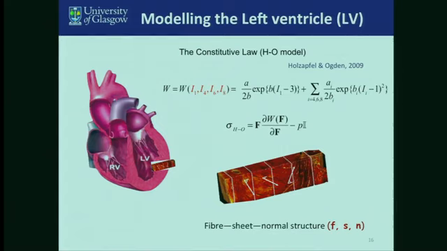In this case, we have the so-called HO model. Holzapfel and Ogden developed this model, and they use I1, I4, I6, I8. You can see that because it's incompressible, you don't need I3, and then you think shear is small, so you drop I5 and I7.